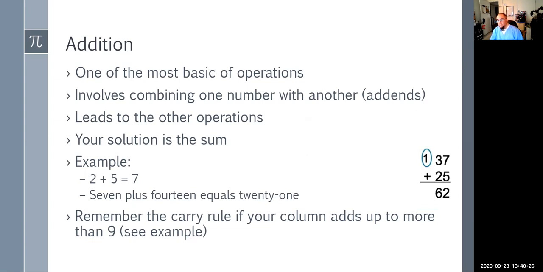So I have here like 2 plus 5 equals 7, 7 plus 14 equals 21. When you're doing math, remember that if your column adds up to more than 9, as in the example over here to the side, you carry the 1 and you add it to the next column.